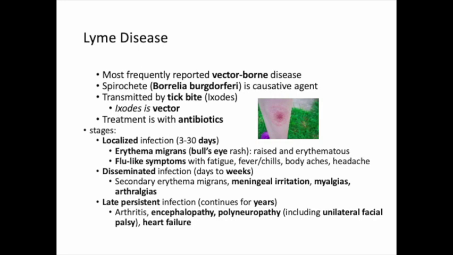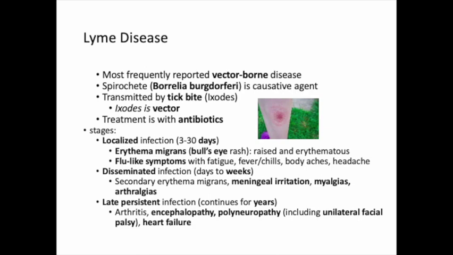What you typically will see is symptoms in 3 different stages. First, it's very localized, within 3 days to about 30 or 32 days, and you'll see that bullseye rash or the erythema migrans, raised and erythematous, and you might see flu-like symptoms like fatigue, fever, chills, body aches, and headache.